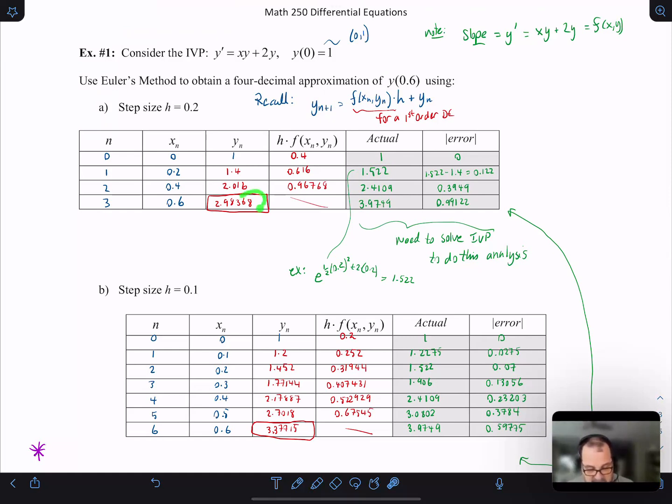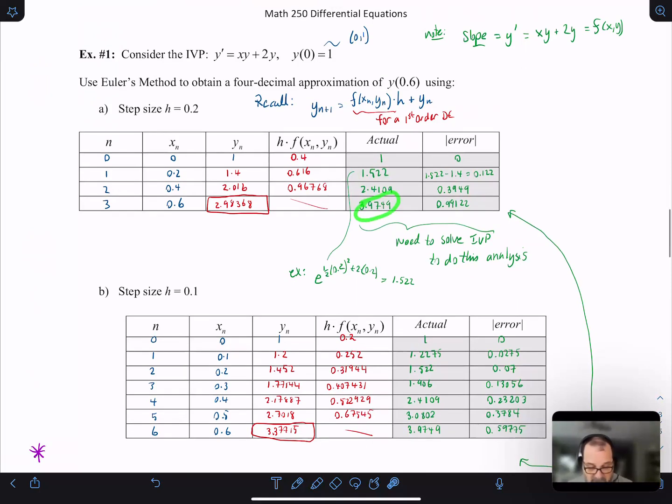So you can see here, this is what we got by Euler's method with a large step size of 0.2. This is what we should have gotten. So we're a bit off. We're a bit off here. The actual error is almost 1, which is quite large.